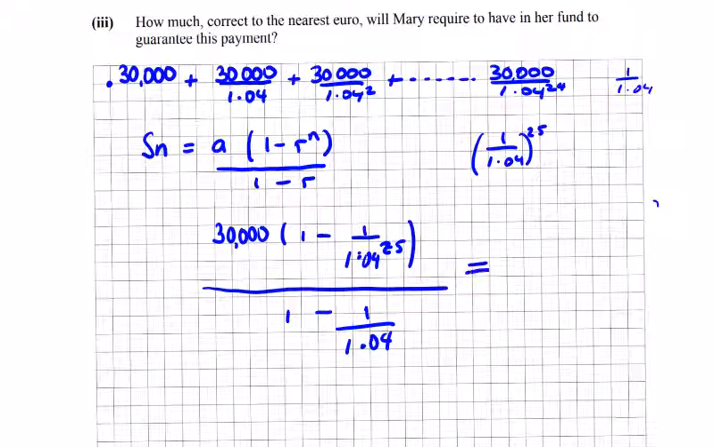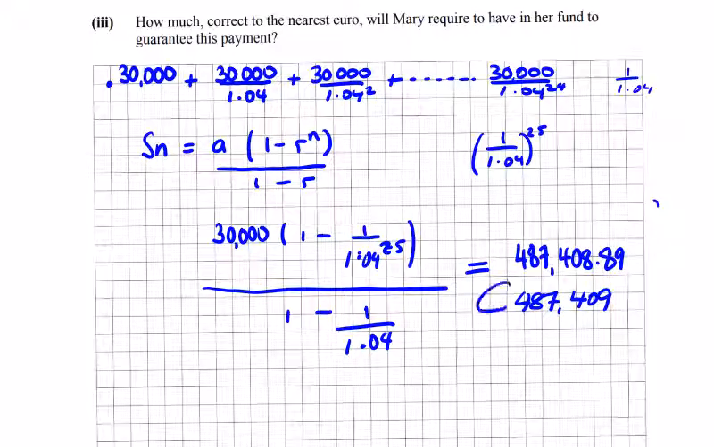Typing this into your calculator, a couple of times to double check. I checked a couple of times, and actually the first time I didn't get this, it was only the second and third time: 487,409, 487,409, and it does ask for the nearest euro, so 487,409 euro.